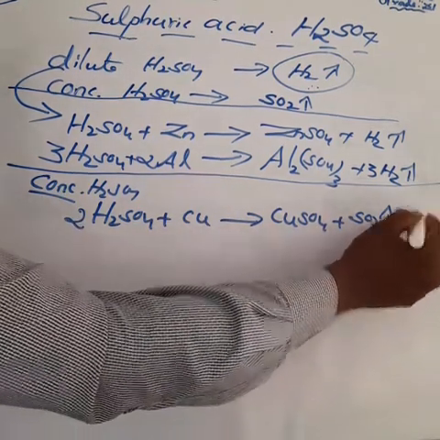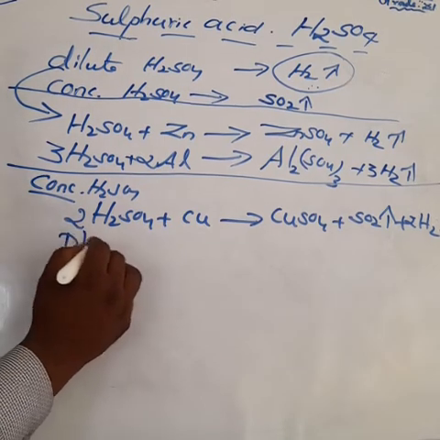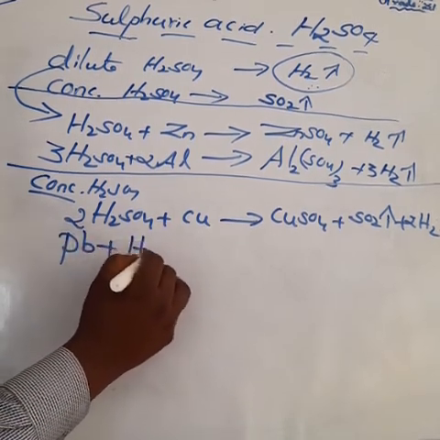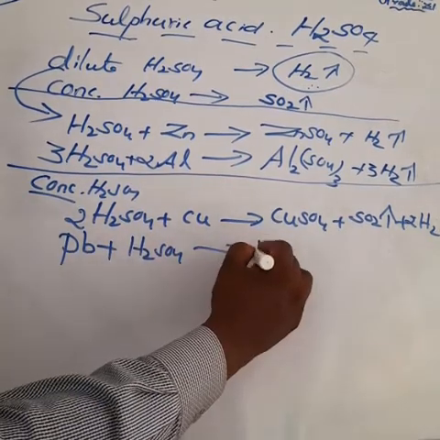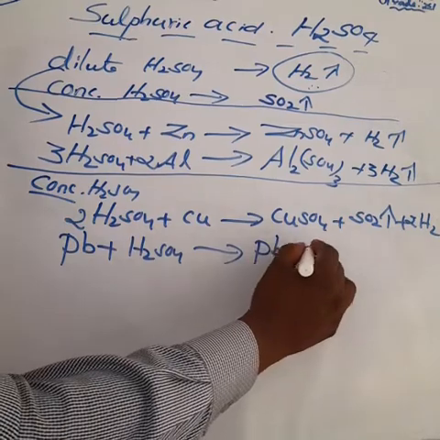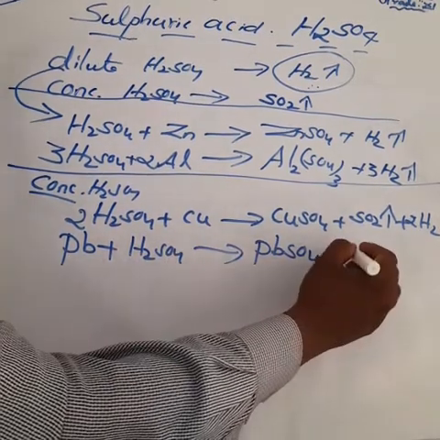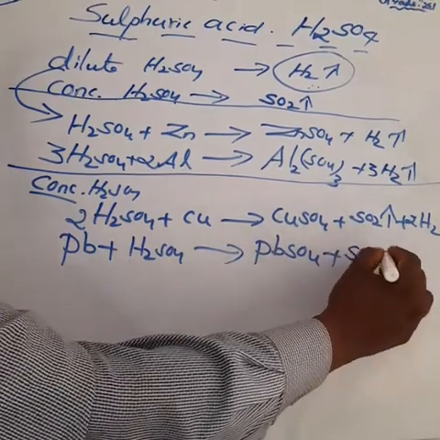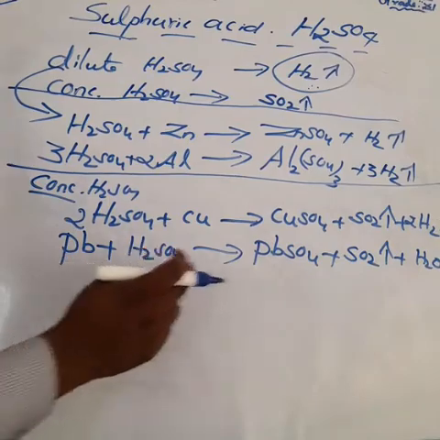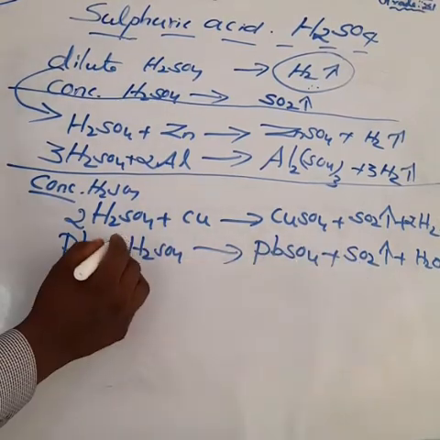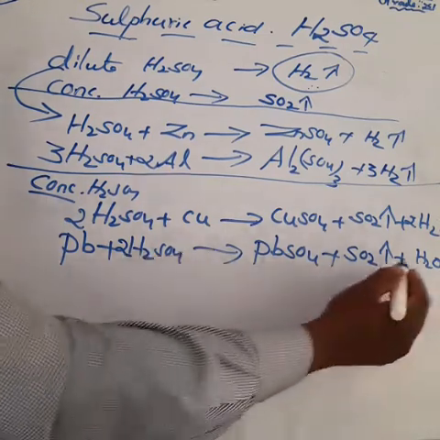Next about lead. Pb reacts with the sulfuric acid, we get lead sulfate, PbSO4, and also sulfur dioxide gas plus water. Total how much sulfur is there in the product side? 2 sulfur. So make it the reactant side 2 sulfuric acid.